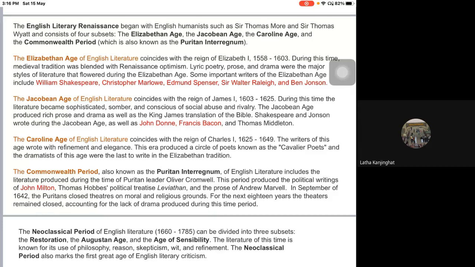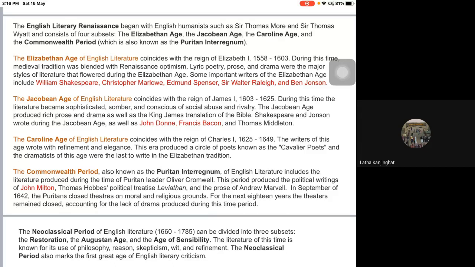Because after that came the Commonwealth period, which is also known as the Puritan Interregnum. This includes literature produced during the time of the Puritan leader, Oliver Cromwell. The monarchy was suspended for a time, and Oliver Cromwell took over power in England, calling himself a protector, and England was called a protectorate. They were Puritans.